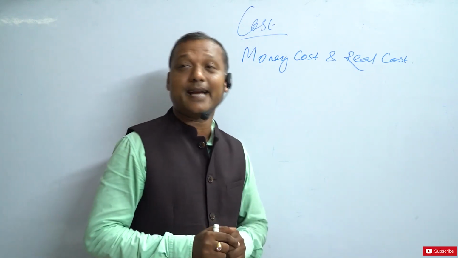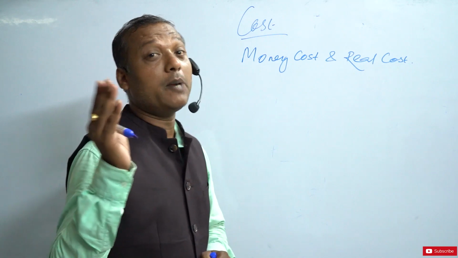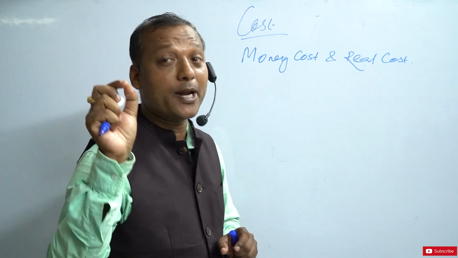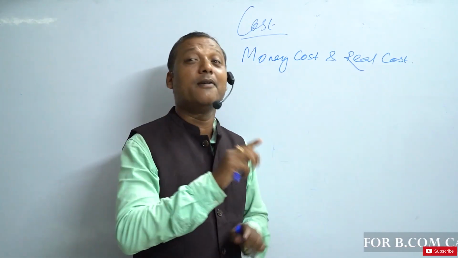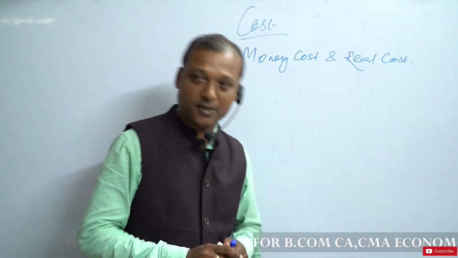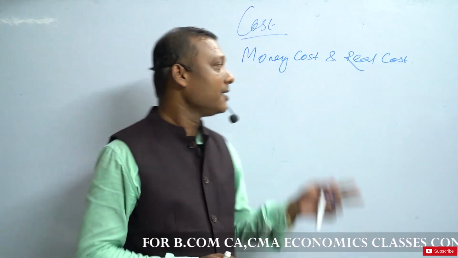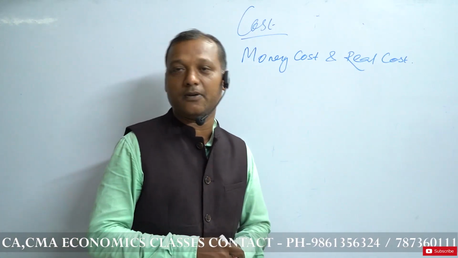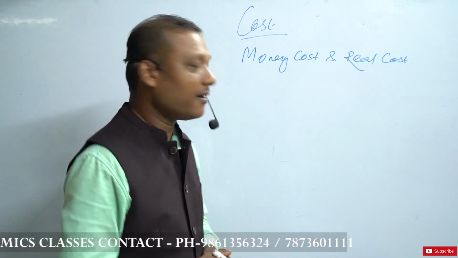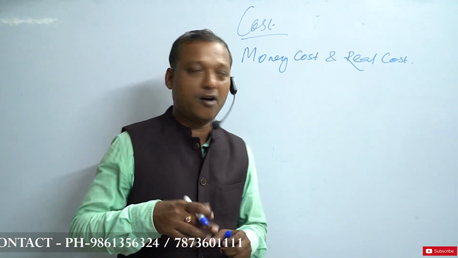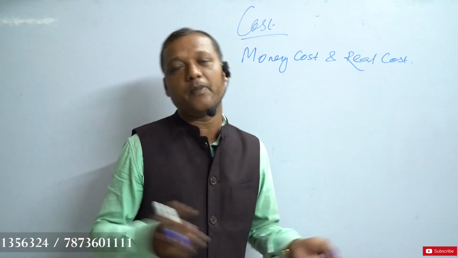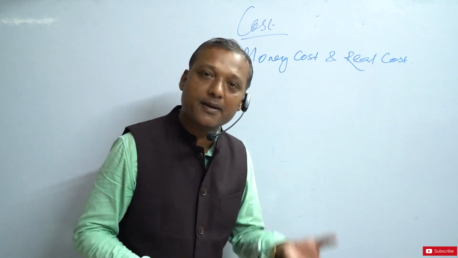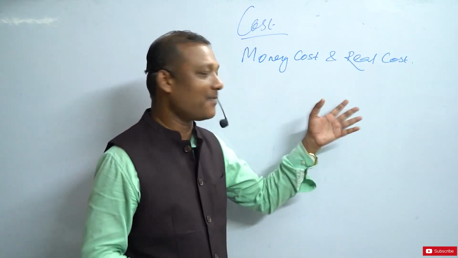Now let us talk about the second point, that is real cost. When you talk about real cost, you should forget about the money concept. I am making things very simple and clear. In the production process, we have to see the efforts of the producer, the efforts of the laborer, the pain of the laborer, the sacrifice of the laborer. That will be part of the real cost. Real cost is not a monetary cost. In real cost, there is no place for money. We only discuss the sacrifice, the effort, the pain undergone by the laborer, by the producer.